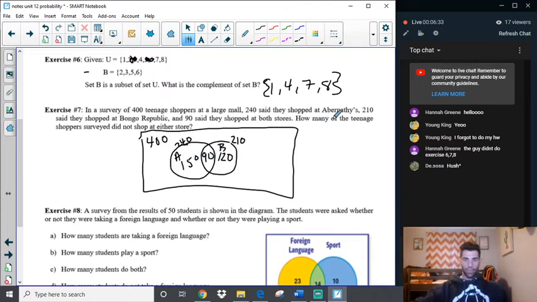So then the question says, how many of the teenager shoppers surveyed did not shop at either store? So basically, here are your numbers. You have your 150 and your 120 and your 90. Those are the three. And if you add those up, you have 360. So there was a total of 400.